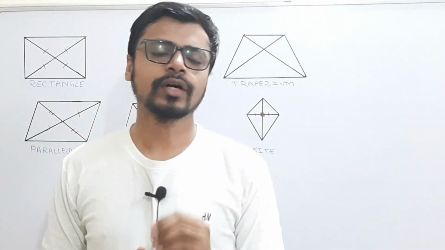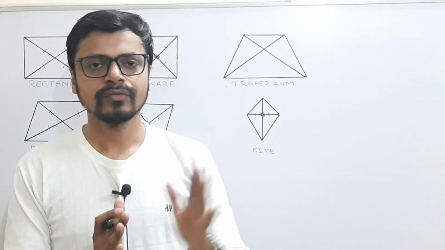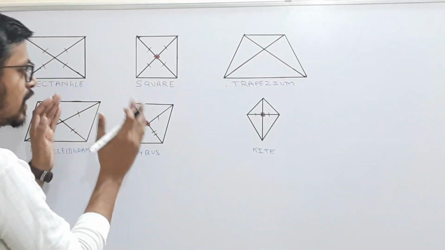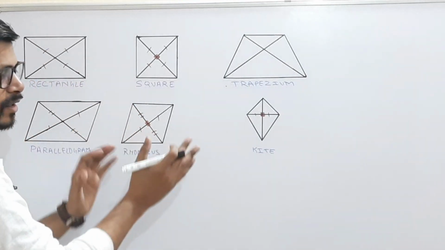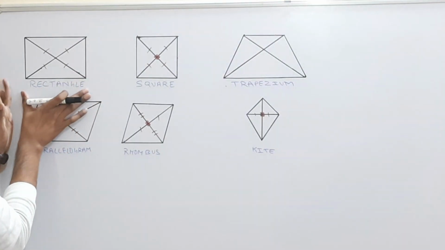In this video, we are going to talk about the diagonals of the quadrilateral. Here, we are talking about 6 major different kinds of quadrilaterals, and how their diagonals are interrelated with each other, that we are going to understand. Okay, starting with the rectangle first.